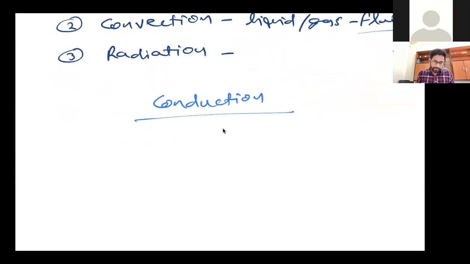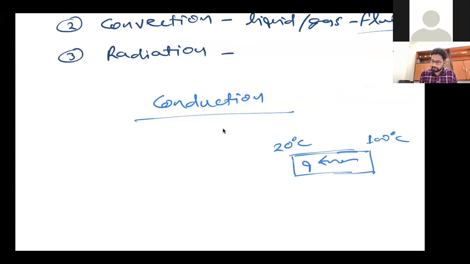So let's assume that there is some solid. It can be some iron piece or steel piece or something like that. At one end, it has a temperature of 20 degrees, and at the other end, it has 100 degrees Celsius. What happens? There is a heat flow from right to left, right? That heat flow is written as Q.